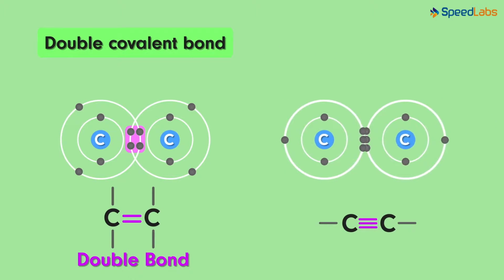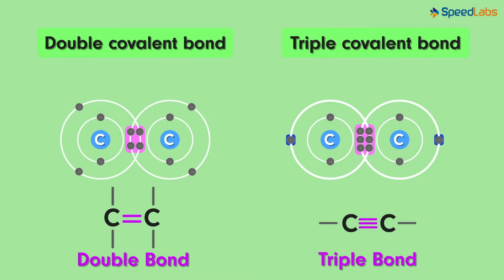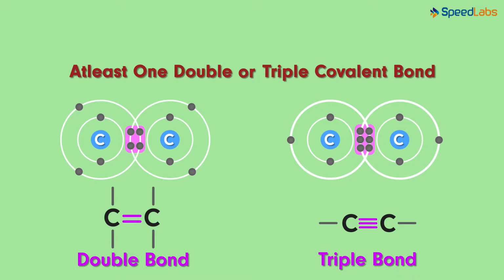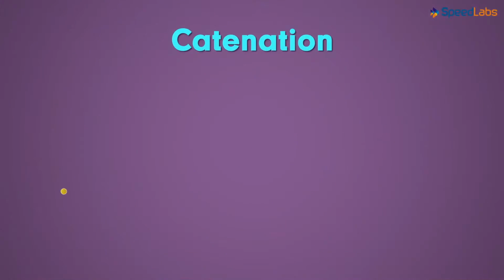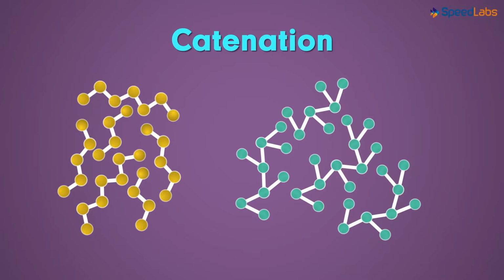Another case is where the 2 carbon atoms share 3 pairs, that is 6 electrons. In such a case of triple covalent bond, each carbon atom is available only for a single bond formation with other atoms. Such compounds where we find at least one double or triple covalent bond between carbon atoms are called unsaturated compounds. The property of catenation gives carbon an exceptional capacity to form a variety of compounds. The huge chains which are formed with branching are all because of catenation seen in carbon.